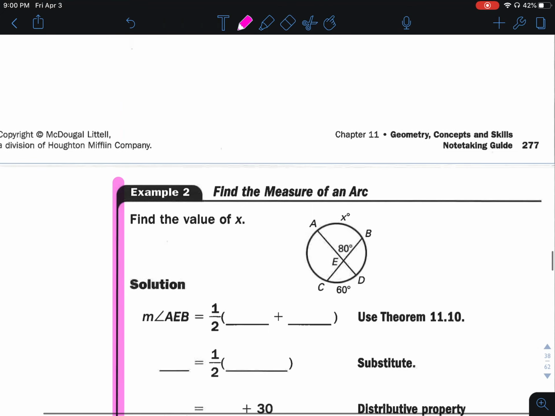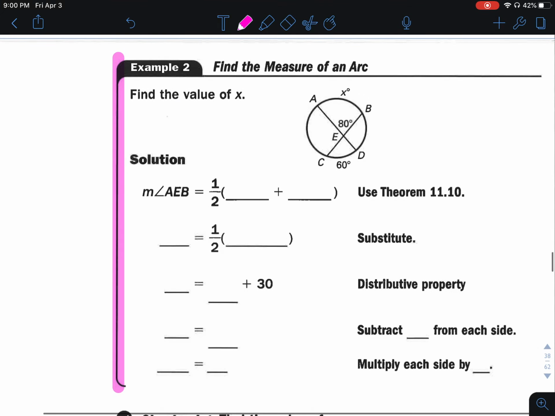Let's go down to example 2. Again, I want to solve for the value of x. I have to determine, am I given an arc or am I given an angle? And what am I trying to find, the arc or the angle? To find what I'm looking for, I need to find where my variable is. In this case, my variable x is right here. Is that an arc? Is that an angle? In this case, that is an arc.